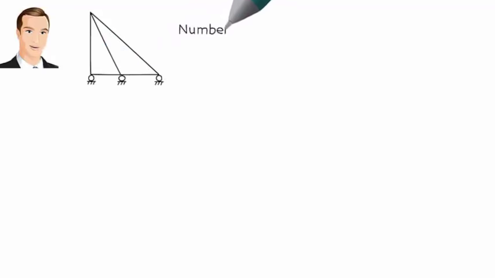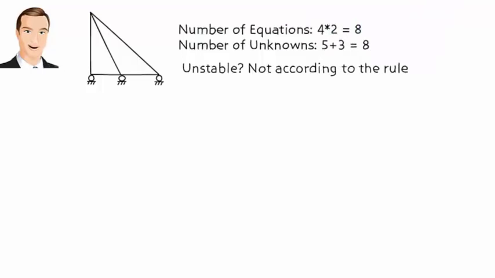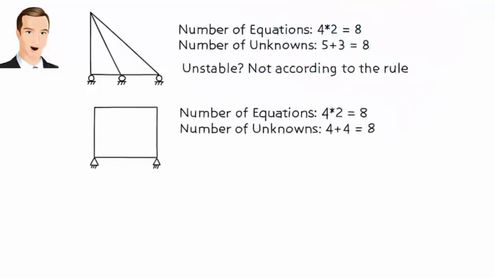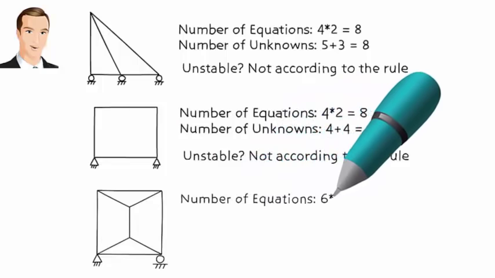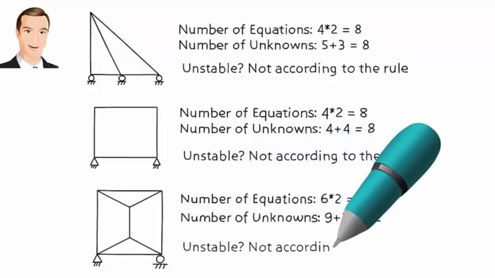Let's see how this counting rule works for the other trusses we have examined so far. Truss 1. Number of equations is 4 times 2, or 8. Number of unknowns is 5 plus 3, or 8. 8 equals 8. So the rule did not work here. It could not correctly identify the truss as unstable. Truss 2. Number of equations is 4 times 2, or 8. Number of unknowns is 4 plus 4, or 8. 8 equals 8. The counting method does not work for this truss either. How about this truss? Number of equations, 2 times 6, or 12. Number of unknowns, 9 plus 3, or 12. Again, the method fails to identify the truss as unstable.